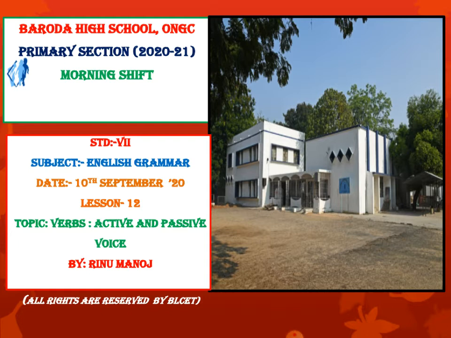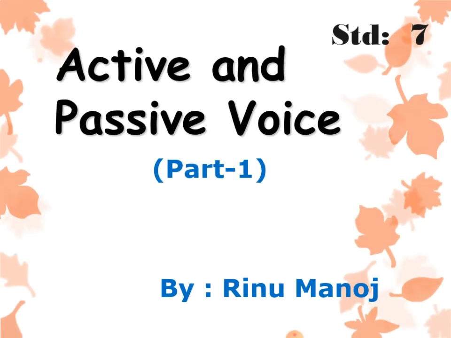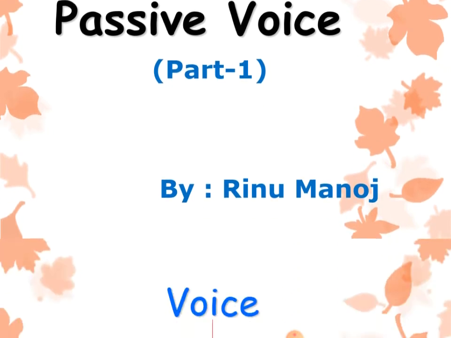Let's move on to the new topic of English grammar, lesson number 10, active and passive voice. Dear students, before understanding this topic, see that the concepts of verbs and tenses are very clear. If you don't remember the rules of tenses, then this lesson would be very difficult for you to understand. So before starting this lesson, just go through the rules table of tenses.